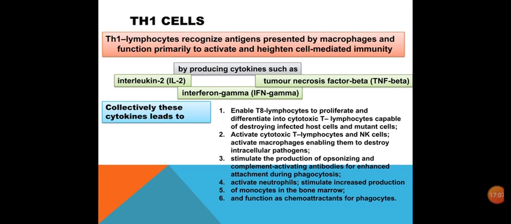To activate cytotoxic T lymphocytes and natural killer cells, activate macrophages, enabling them to destroy intracellular pathogens. 3. Stimulate the production of opsonizing and complement activating antibodies for enhanced attachment during phagocytosis. 4. Activate neutrophils, stimulate increased production of monocytes in bone marrow. 5. Function as chemoattractants for phagocytes.